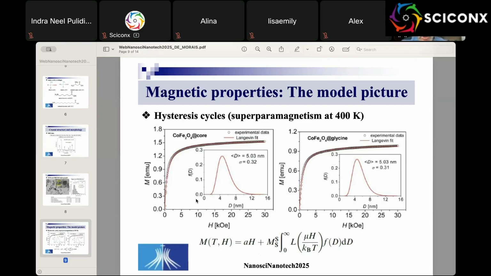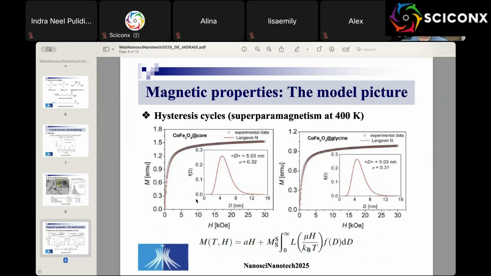On the left-hand side is just the native cobalt ferrite nanoparticles. On the right-hand side is one example of surface coating with glycine. Remember, glycine is the shortest amino acid chain, carbon chain length. It's the shortest one. And we can perform the curve fitting of the data using the expression I'm showing on the lower part of my slide.